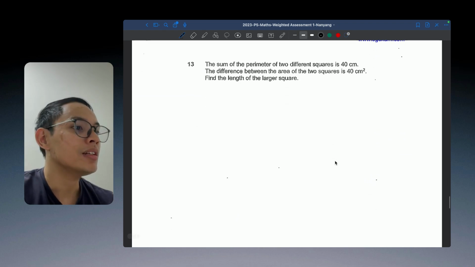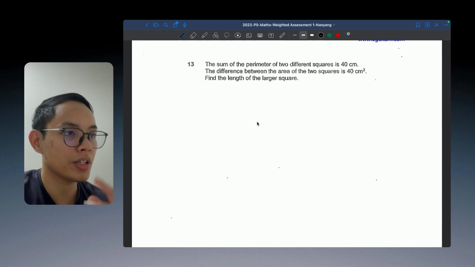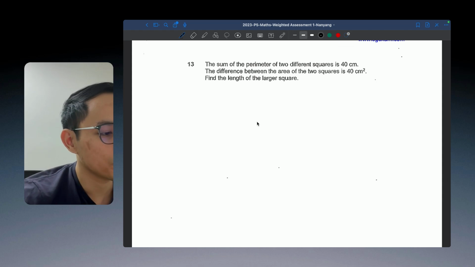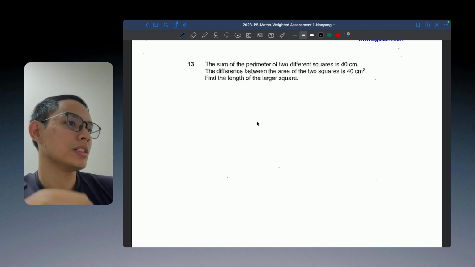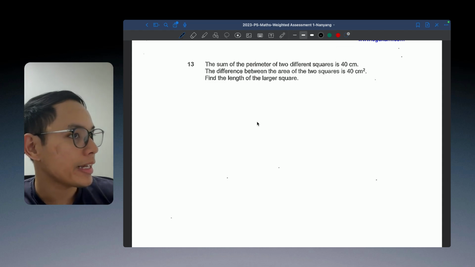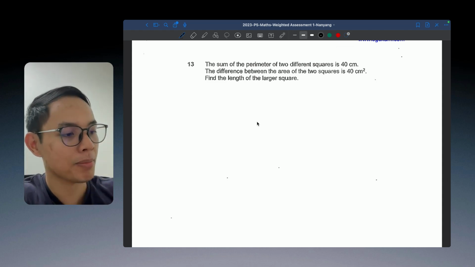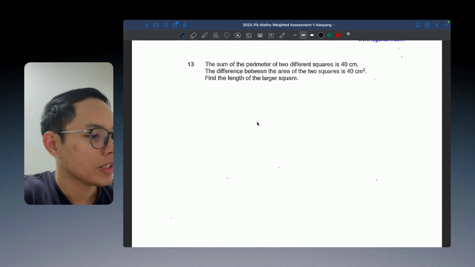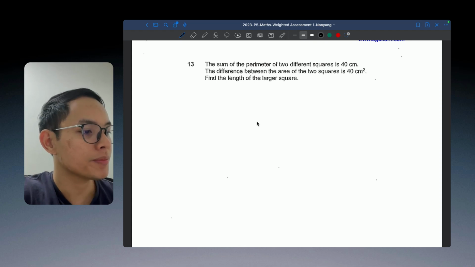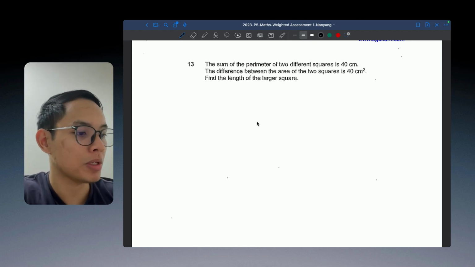Alright, next question. Right, so this is a bit tricky, so we're going to visualize it as much as possible. The sum of the perimeters of two different squares is 40 centimeters. So let's do that first, part by part, as much as possible. Okay, so there are two different squares, and usually that means one is smaller, one is bigger.